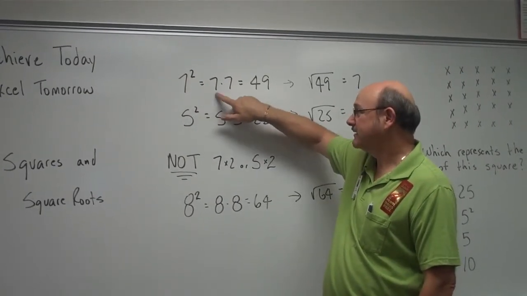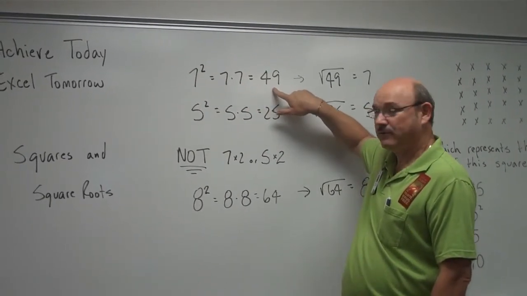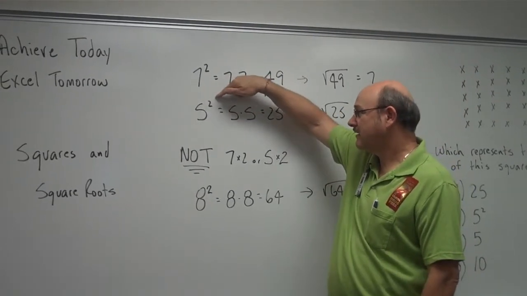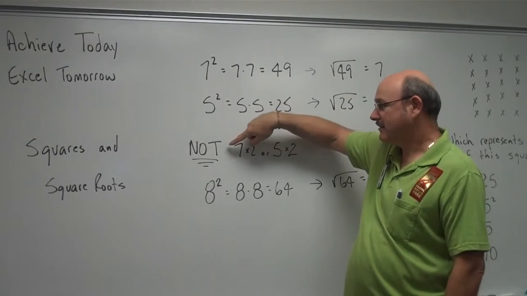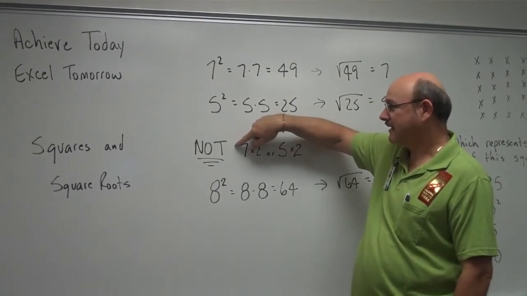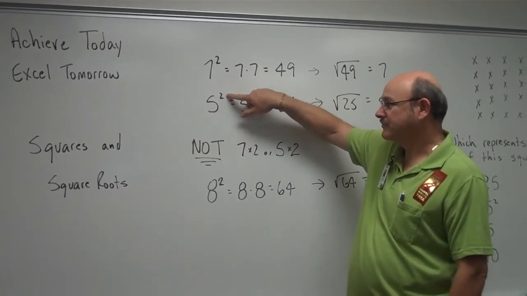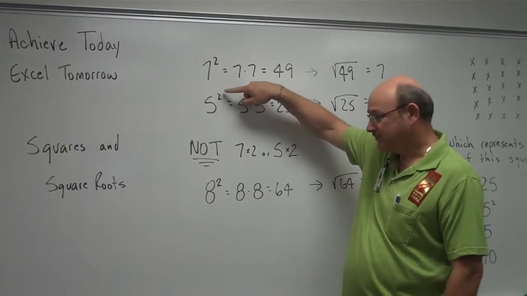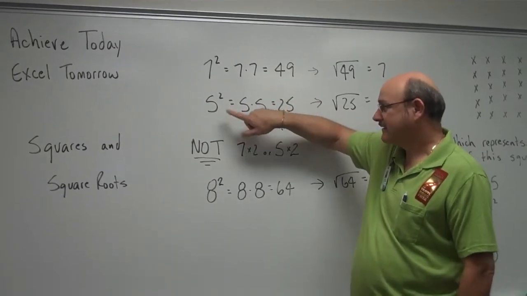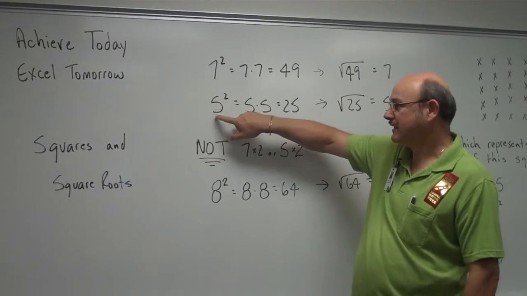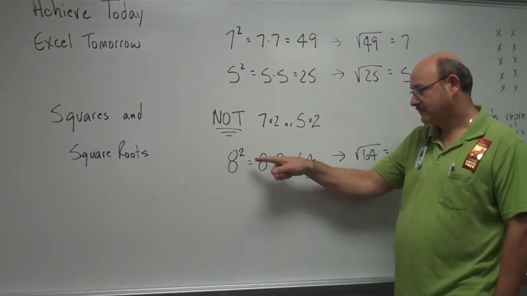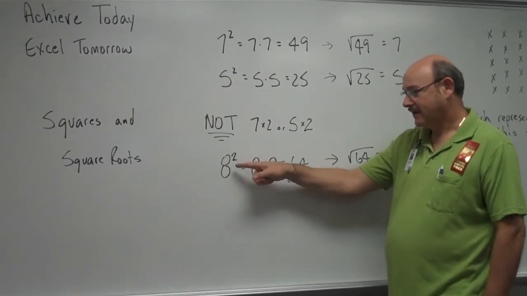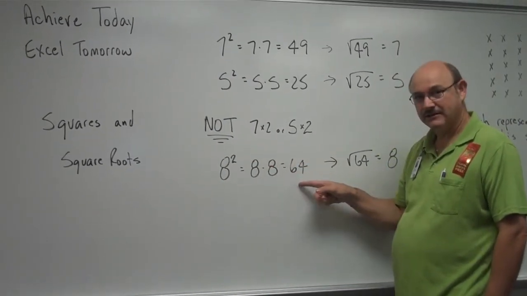So 7 squared means 7 times 7, or 49. 5 squared would mean 5 times 5, or 25. Again, the most common mistake that students make is to multiply 5 times 2, or if this is a 3, 5 times 3. So it's not that. This tells you how many times to multiply the base times itself. Again, another example, 8 squared is 8 times 8, not 8 times 2, 8 times 8, 64.